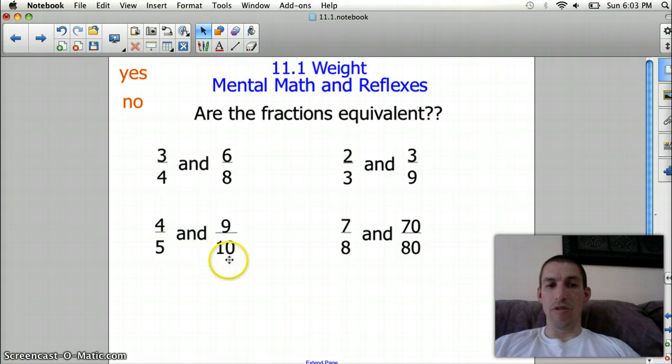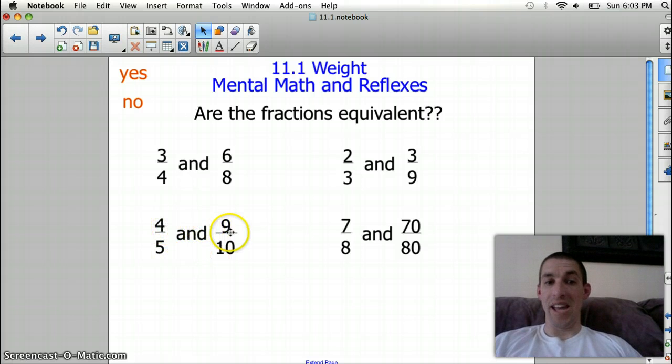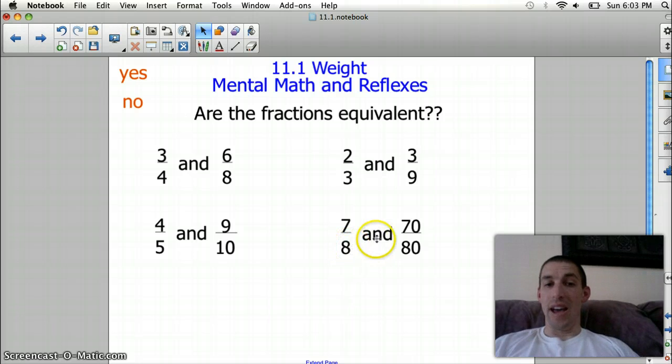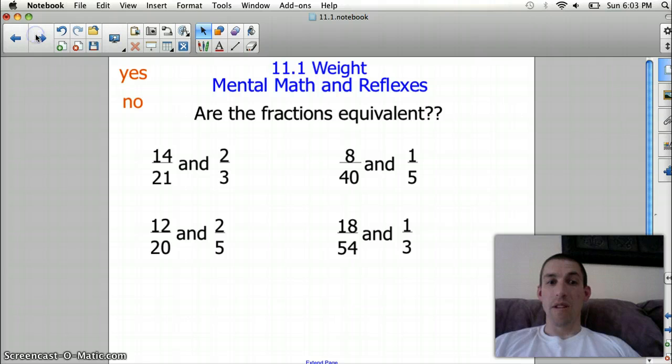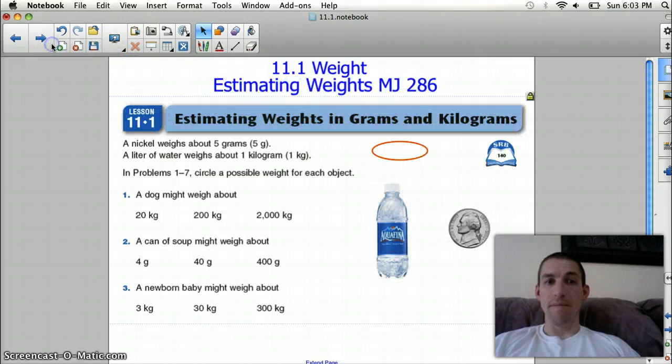No. Because 5 times 2 gives you 10, but 4 times 2 would give you 8. And this would be yes right here. 7 times 10 is 70. 8 times 10 is 80. Right here. Yes. This one. Pause if you need more time. Yes. This times 8. This times 8. This one. No. 2 times 6. 5 times 6 would be 30. This one. Yes. 18 times 3 would give you 54.